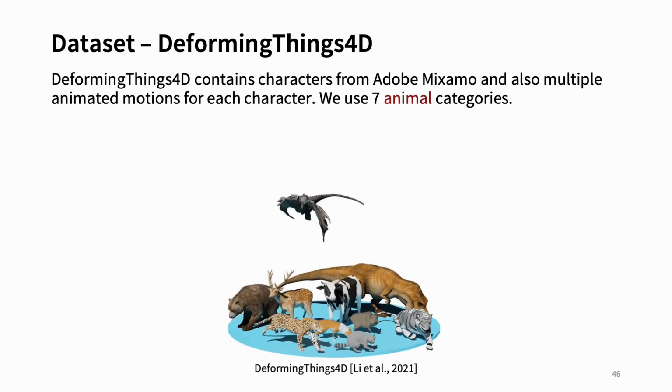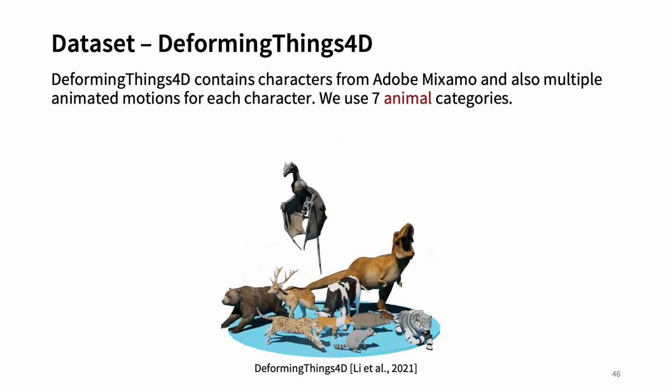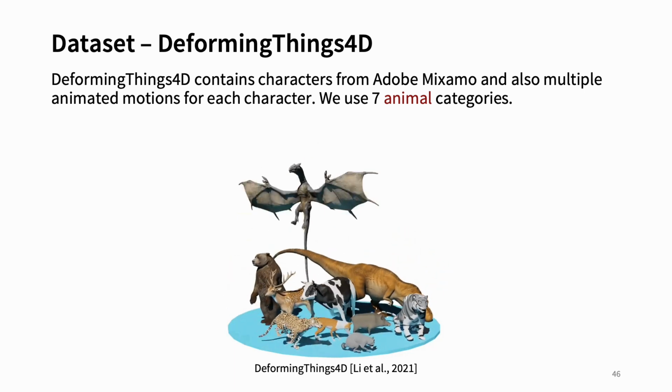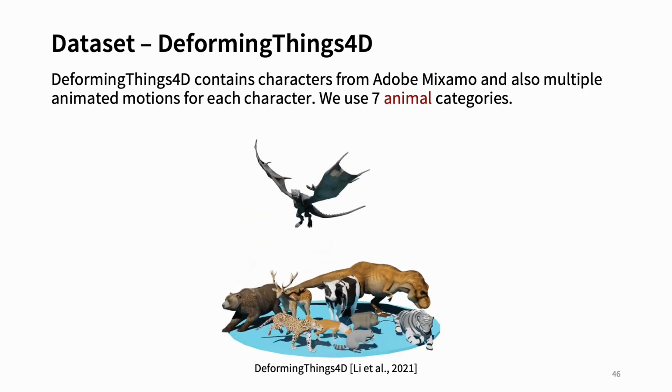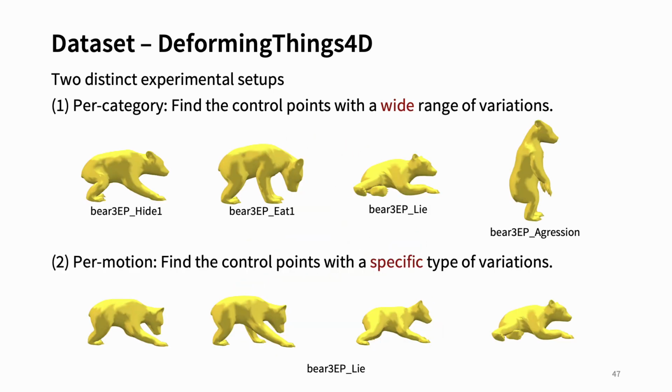DeformingThings4D contains characters from Adobe Mixamo and also multiple animated motions for each character. We use 7 animal categories in our experiment. To show the effectiveness of our data-driven manner, we present 2 distinct experimental setups per category and per motion. Per category setup is used for finding the general control point since it involves a wide range of target variations. Conversely, per motion setup is employed for finding the specific control point due to its smaller target variations.